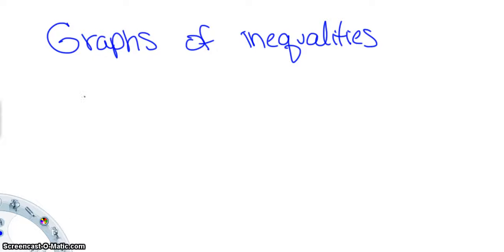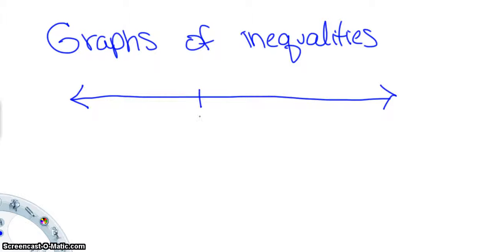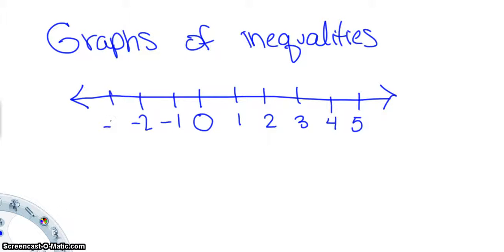Now we want to know, what does a graph of an inequality look like? Well, a graph of an inequality is going to be on a number line. So we draw our number line. I tend to like to have 0 somewhere near the middle, and I have the numbers increasing on the right side in the positive direction, and the numbers decreasing in the negative direction.